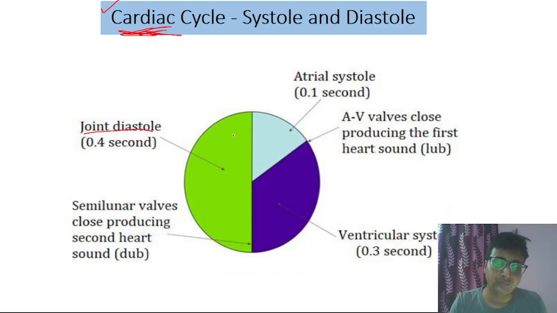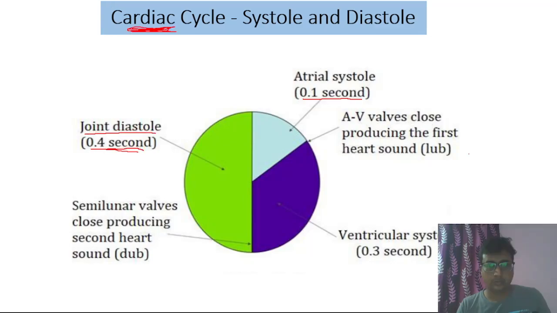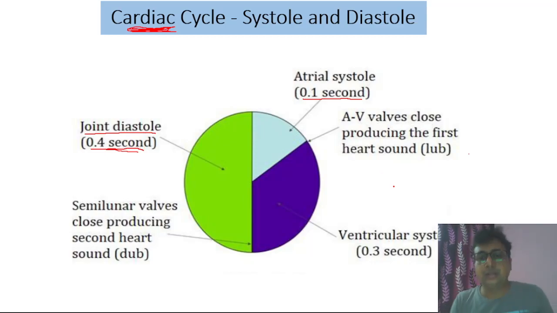Here we have to remember, when blood starts pushing outward from the ventricle, the atrioventricular valve gets closed to avoid flow back into the atrium. This produces the first heart sound called the lub sound, and then it is followed by the ventricular systole, which occurs for 0.3 second. The ventricles contract for 0.3 second.